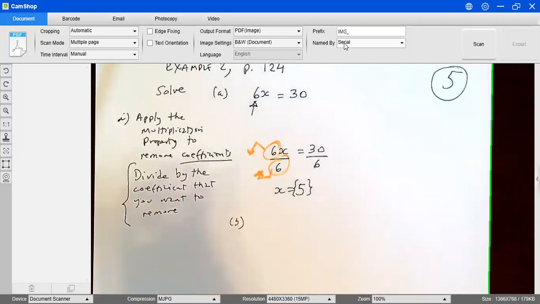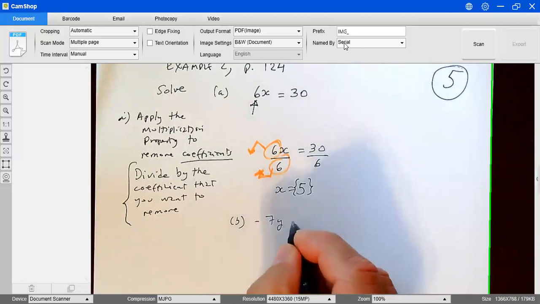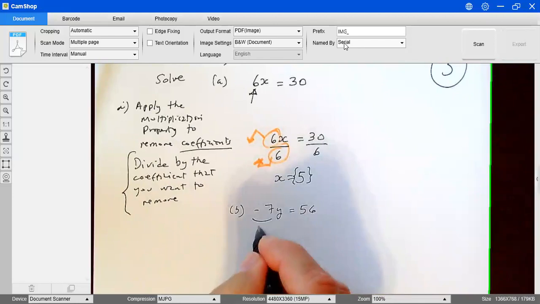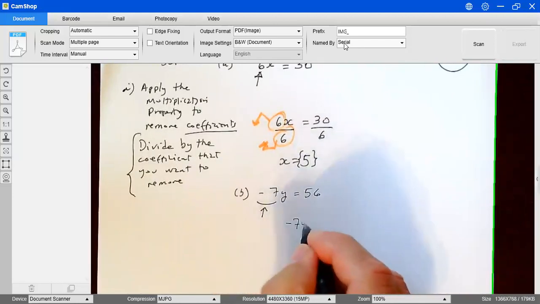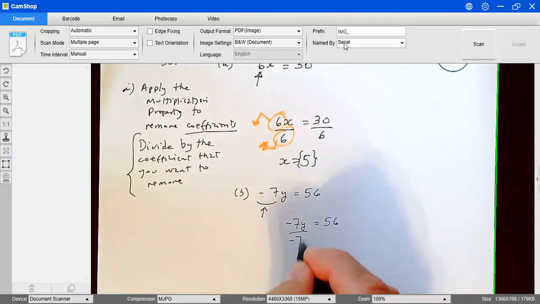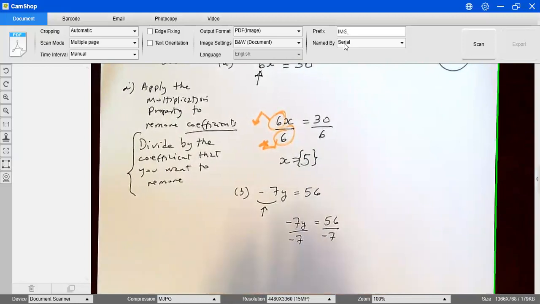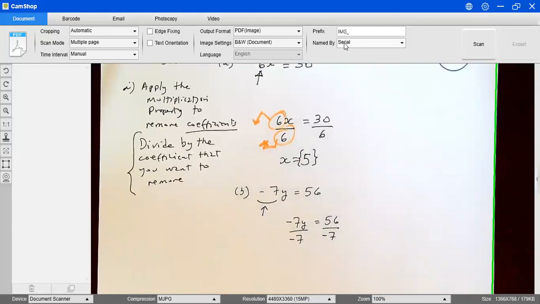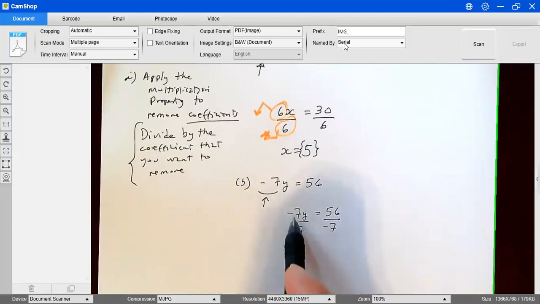So the next example is negative 7y equals 56. This is the coefficient I want to remove. That means I'm going to divide both the left-hand side and the right-hand side by the coefficient I want to remove. I want to remove this negative 7, not just the 7. I also want to remove the negative sign. So that's the reason I'm doing this.